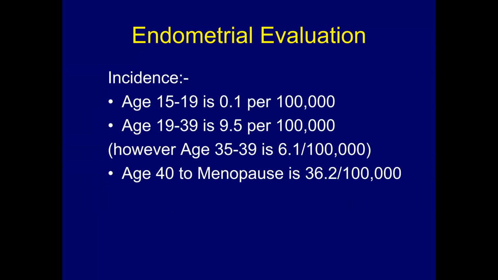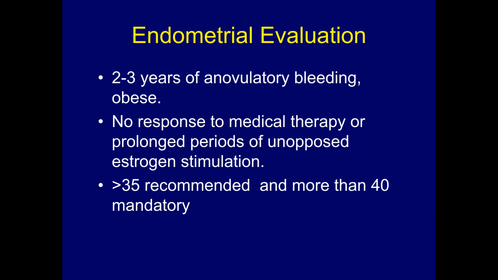The risk increases with increased age, because that's our main worry. Now, if you have an obese woman and she has anovulatory cycles, because obesity is a risk criteria, unopposed estrogen risk criteria, not responding to medical therapy, probably we need to do an endometrial evaluation, take a biopsy, and be sure that you are not dealing with cancer, especially above 40 years old.